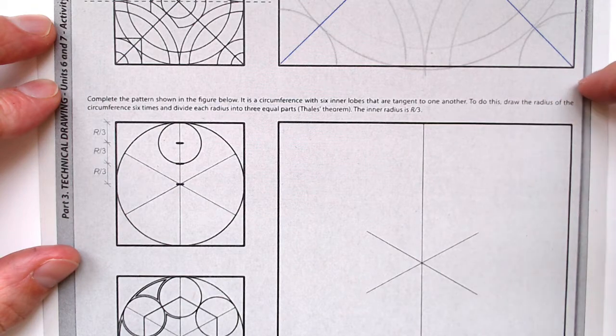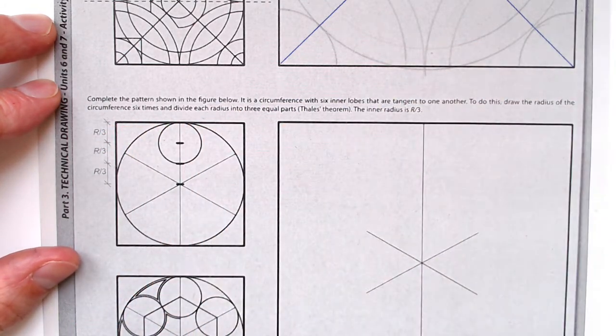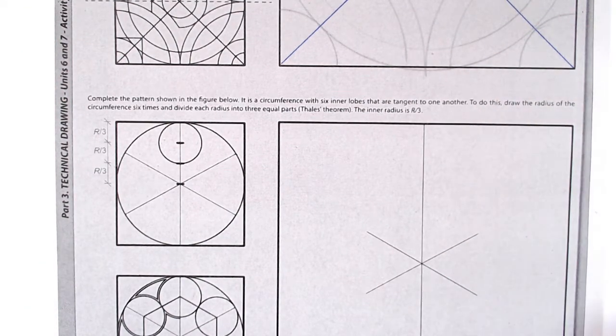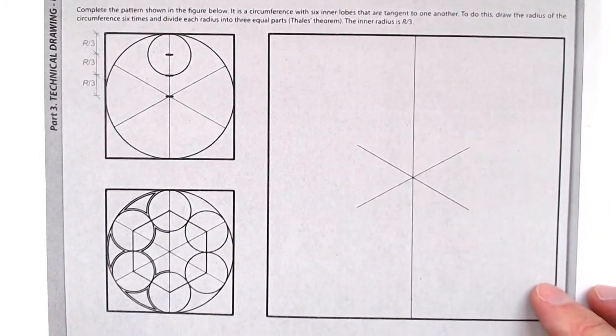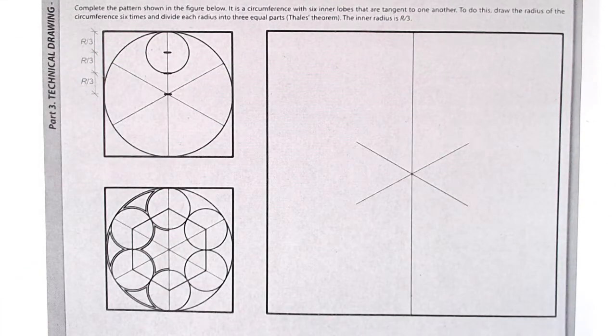To do this, draw the radius of the circumference 6 times and divide each radius into 3 equal parts. Thales's theorem. Okay, so here, what do you have to do? What we have to do is to strengthen first of all these lines. So again, I'm going to have problems with my figure.